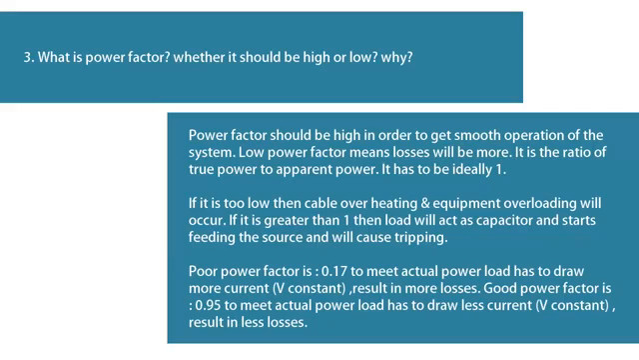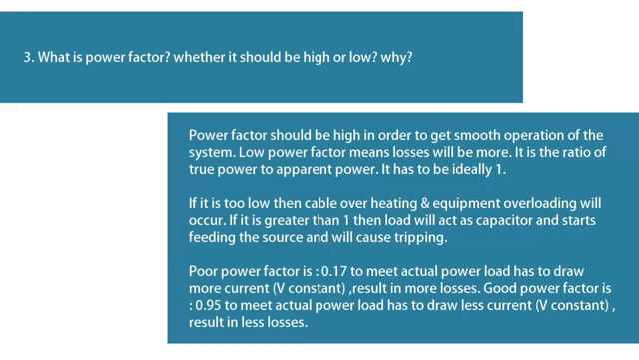If it is too low, then cable overheating and equipment overloading will occur. If it is greater than 1, then the load will act as a capacitor and start feeding the source and will cause tripping.